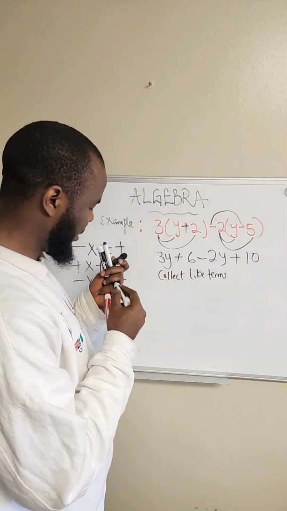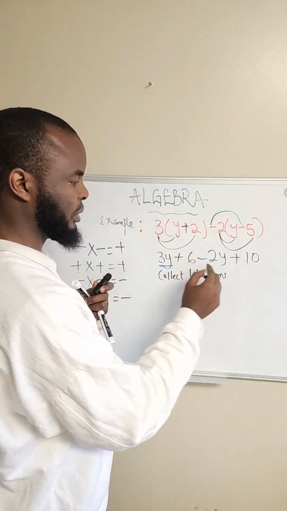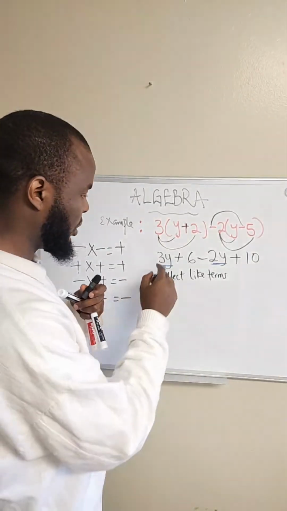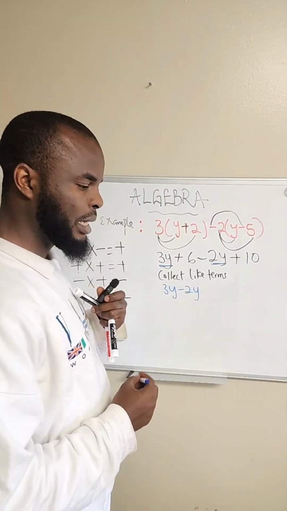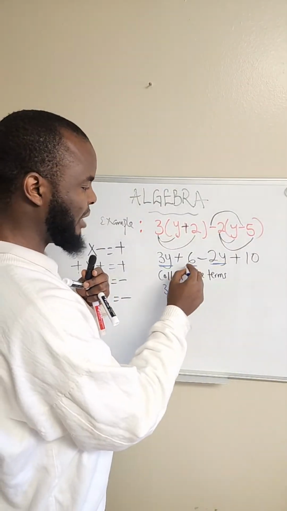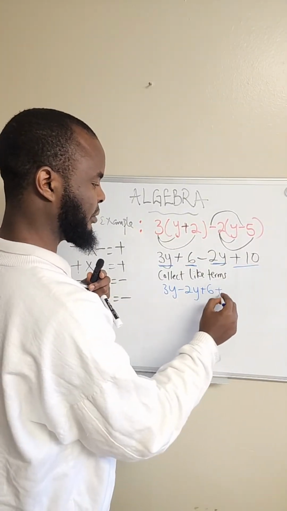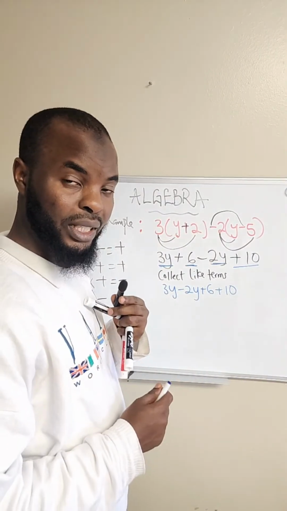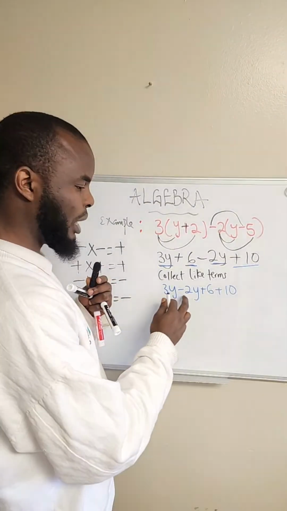You can see here that I'm having 3y, 2y. Take them together. So here we have 3y minus 2y. These are the like terms. They are the same. And here I'm having 6. This does not have any variable, and I'm having plus 10. I'm going to take them together. Can you see that? Now, what is 3y minus 2y?